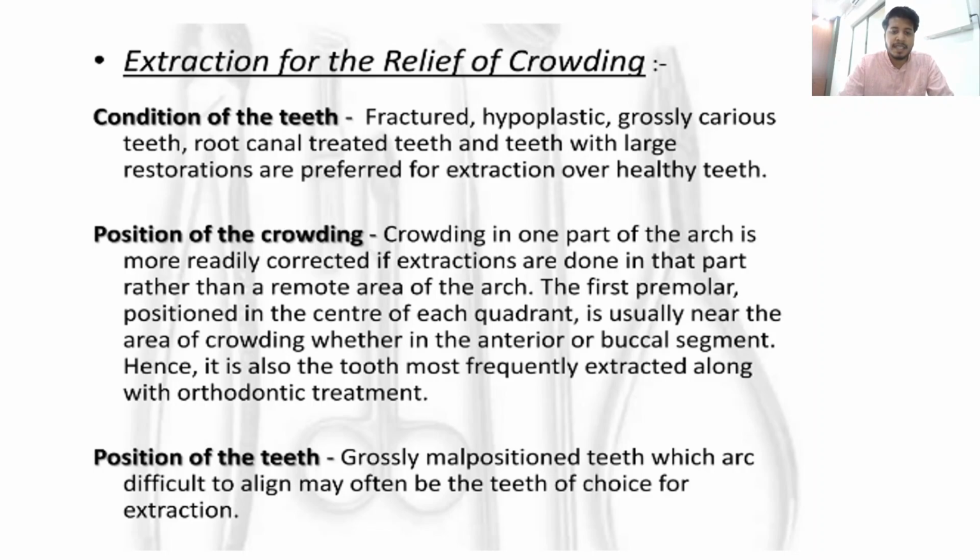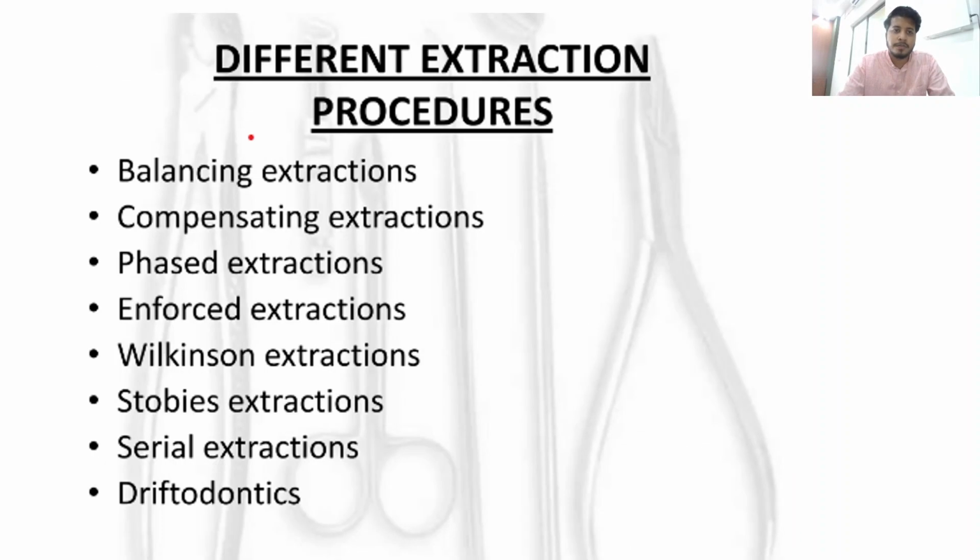Grossly malpositioned teeth which are difficult to align may often be the teeth of choice for extraction. In certain cases, if the tooth is severely malpositioned, you can extract the malpositioned tooth instead of extracting the tooth which is in the arch. So that is also a need for extraction, or how to select such teeth. You have to see the case and decide which tooth to extract or not.